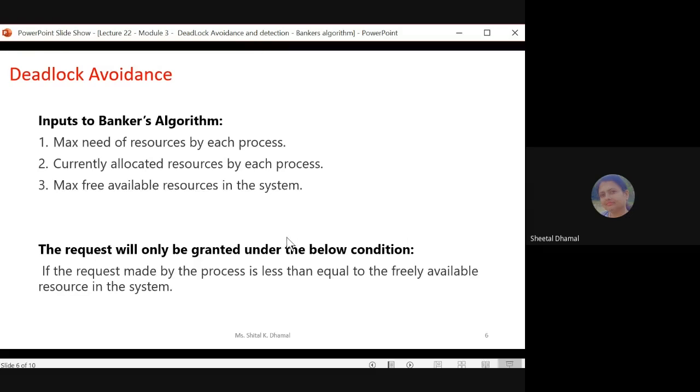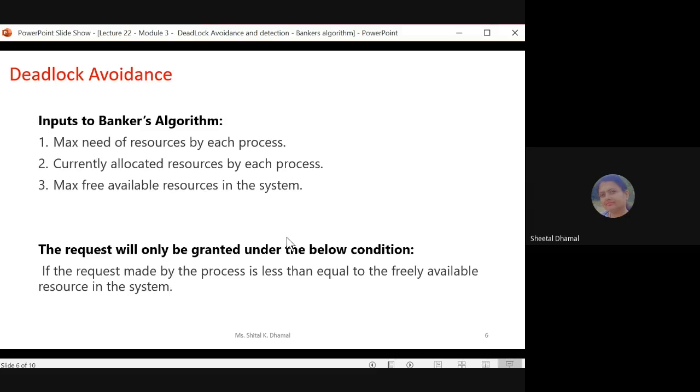Suppose P1 and P2 are already running in the run state, and suppose process P3 has arrived in the ready queue. And suppose process P3 requires 6 printers to complete its job and 7 CPU cycles, or let us consider that it requires 6 printers and 2 CPUs to execute its job. So currently the number of available free resources in your operating system are 5 printers and 5 CPUs. But your process P3 requires 6 printers and 2 CPUs.